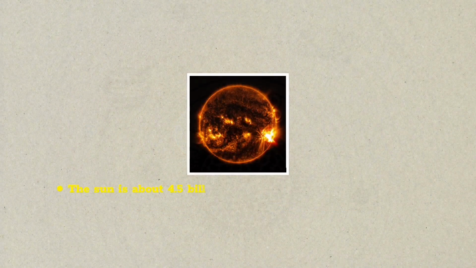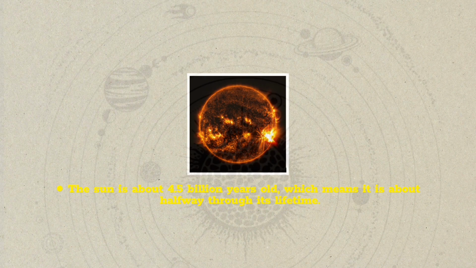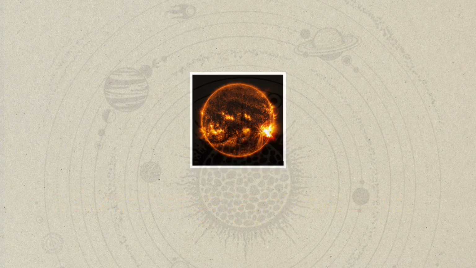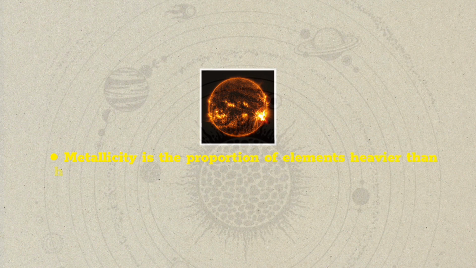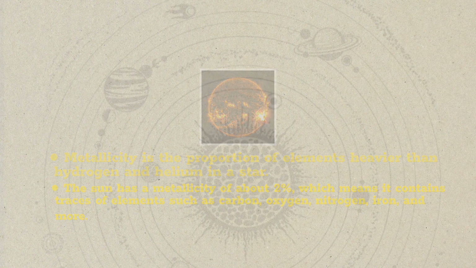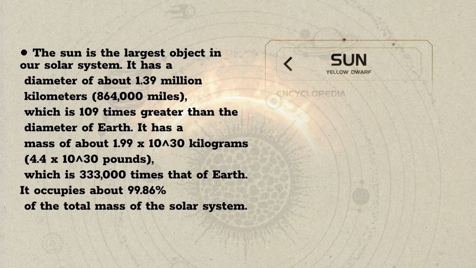The Sun is about 4.5 billion years old, which means it is about halfway through its lifetime. It is a relatively young star, part of a generation known as population I, which are stars that have higher metallicity than older stars. Metallicity is the proportion of elements heavier than hydrogen and helium in a star. The Sun has a metallicity of about 2%, which means it contains traces of elements such as carbon, oxygen, nitrogen, iron, and more. The Sun is the largest object in our solar system.